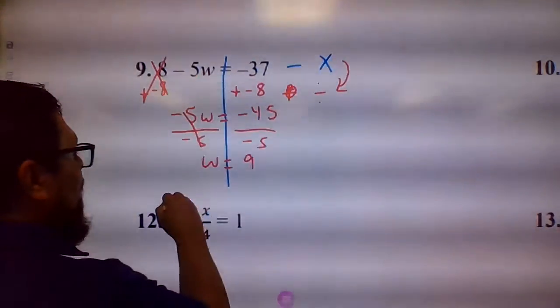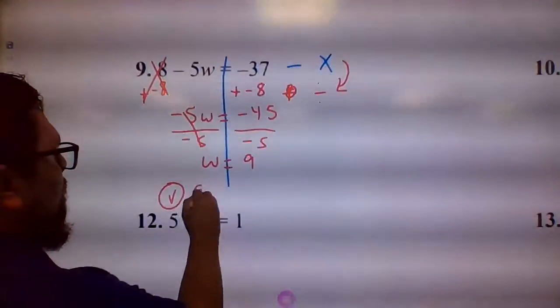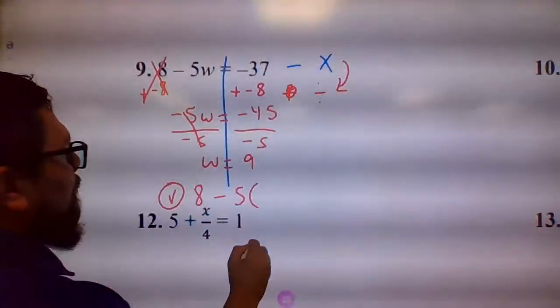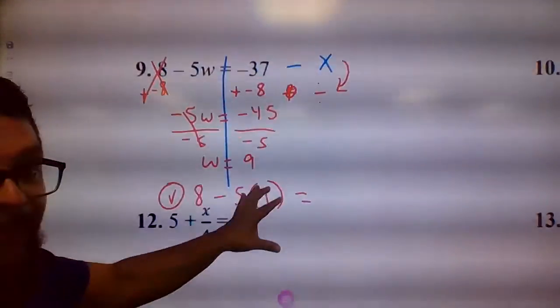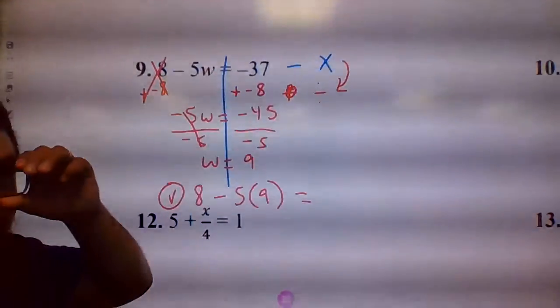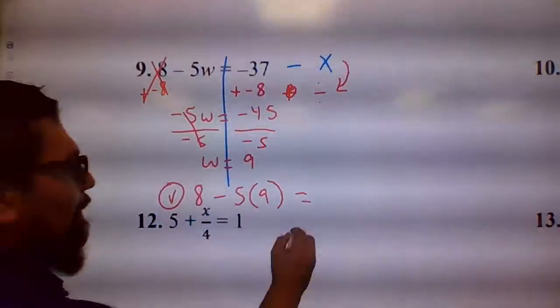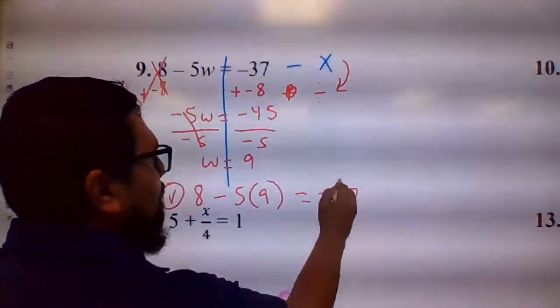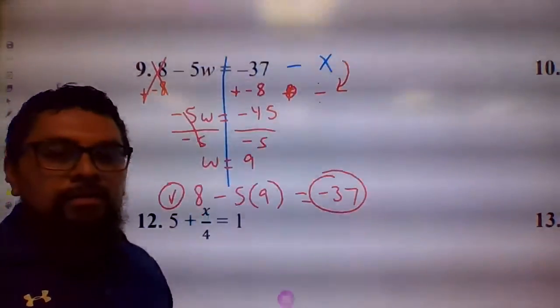Now, check your answer. Checkala. So 8 minus 5 times 9. Now you use PEMDAS. So 5 times 9 is 45. Okay, so 8 minus 45 is negative 37. We're done. Let me show you a different way to do this one.